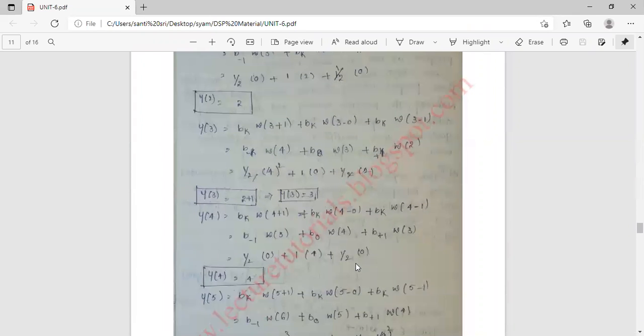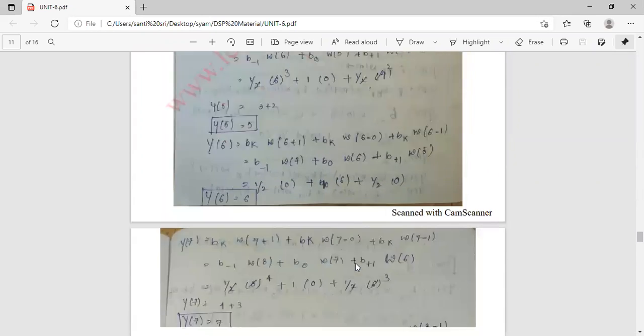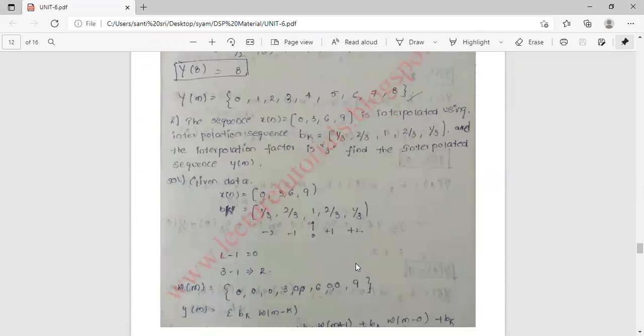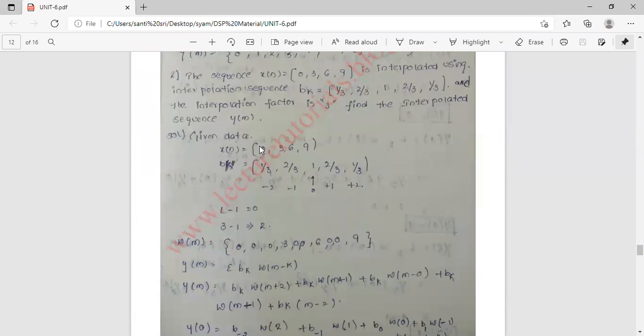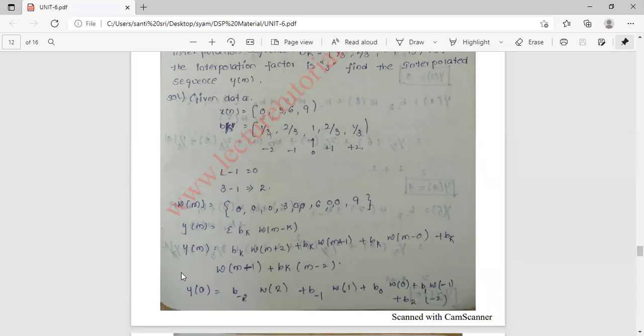Here also, in this problem, L minus 1 is 2. So we have two zeros. In between this sequence, 0 to 3, we will introduce two zeros. 3 to 6, we will introduce two zeros. And 6 to 9, we will introduce two zeros. Like that, we'll get the sequence W of M. So like this, you can write the W of M sequence.